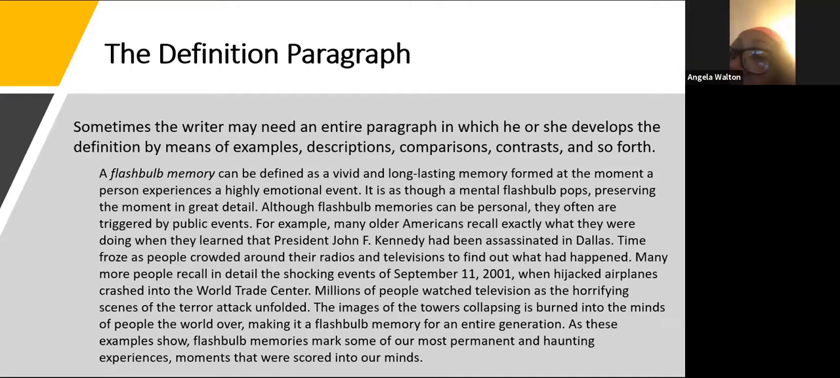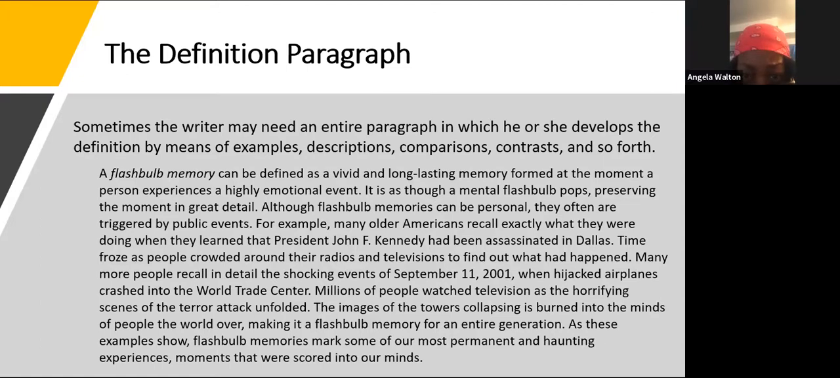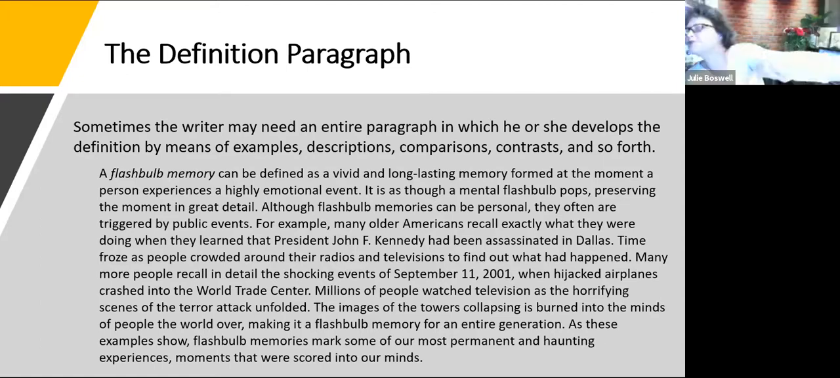What page are we on? Oh, it's on the actual slideshow slide. Can you see it on the screen? Oh, okay. It's harder to read on the screen, isn't it? Because your eyes have to go all the way back and forth.